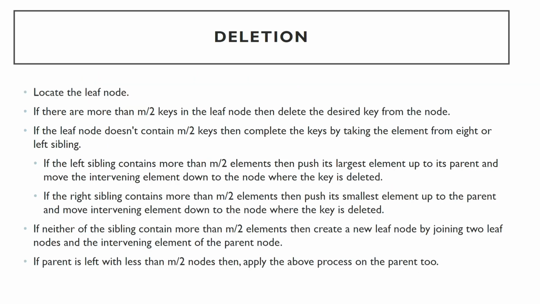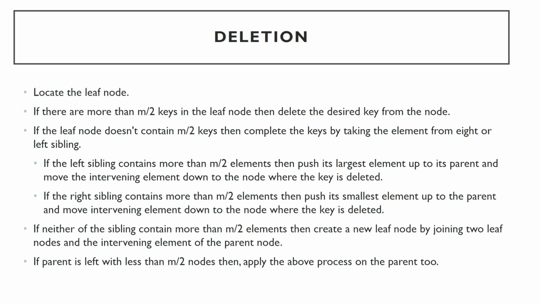Now coming to the deletion part. Deletion is also performed at the leaf nodes. The node which is to be deleted can either be a leaf node or an internal node. The following algorithm needs to be followed in order to delete a node from a B tree. First, we have to locate the leaf node. If there are more than M/2 keys in the leaf node, then delete the desired key from the node.